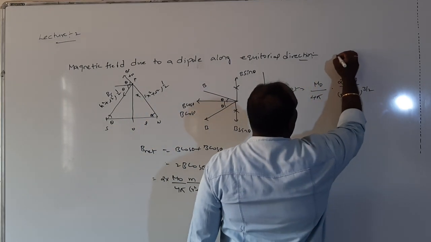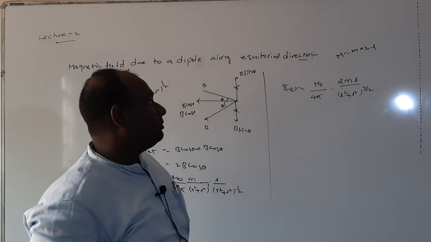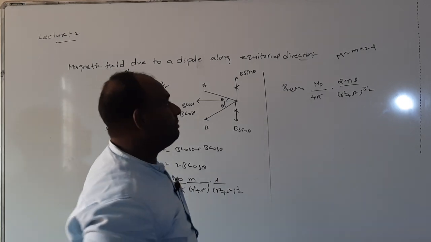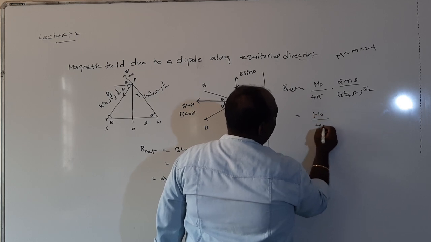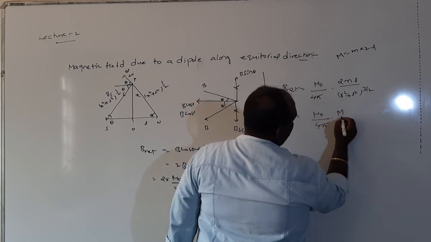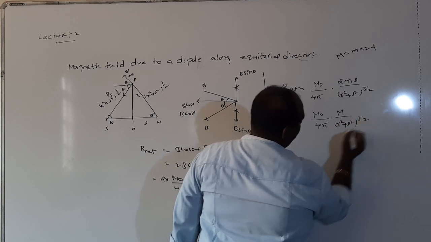So 2mL indicates the magnetic moment. We know the magnetic moment is equal to m into the distance between the two poles. So 2mL indicates the capital M. So you will get mu naught by 4 pi, M by (r square plus L square) whole power 3 by 2.